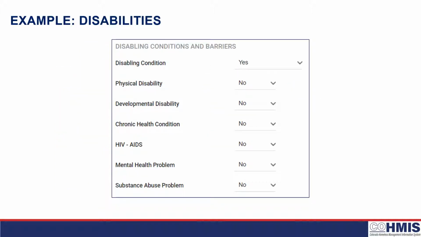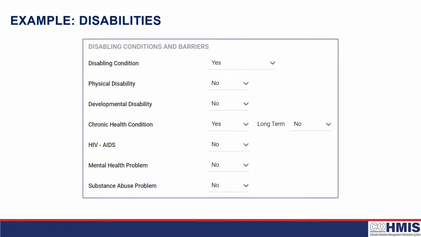But in this example, we're going to run into a little bit of trouble. We've said that the client has a disabling condition. We've marked that yes, but then you'll see that none of the program-specific disabilities are marked yes. So this is inconsistent with the way we've answered that previous disabling condition. This is going to result in one of those data quality issues.